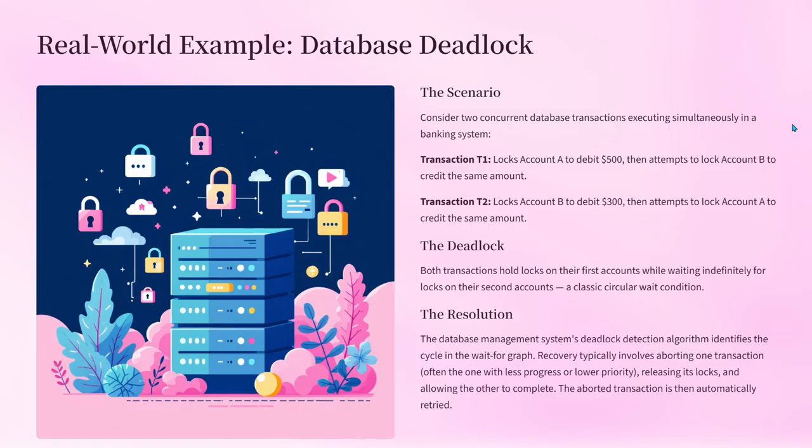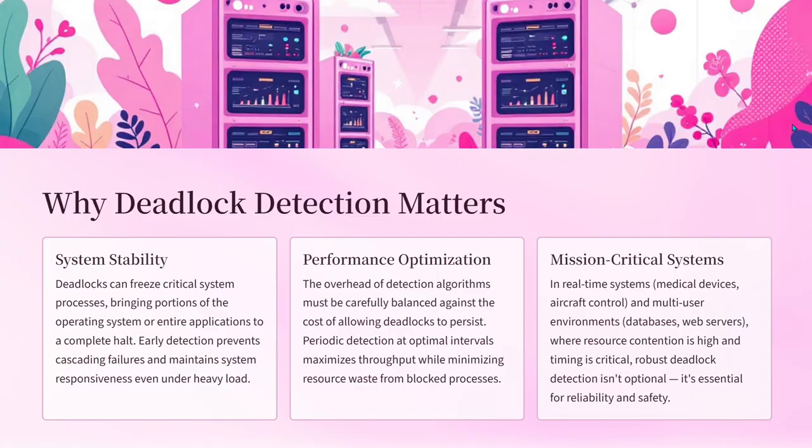The database's deadlock detection algorithm spots this cycle, aborts one transaction, releases its locks, and retries it automatically. This ensures smooth recovery without a system crash. Deadlock detection is critical for system stability. It prevents freezes that could halt operations entirely. It also optimizes performance by balancing detection overhead with system throughput. In mission critical environments like healthcare or aviation, timely detection isn't optional. It's essential for safety and reliability.